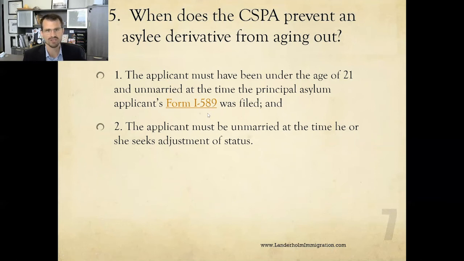All right. So as long as they filed asylum while you were still a minor, while you were under 21. And 2, you've got to remain unmarried all the way through the time that you seek adjustment of status. So it's not just enough to get asylum status. You've got to also go for your green card before you get married. All right. And if you do those things, you can adjust status as an asylee derivative.